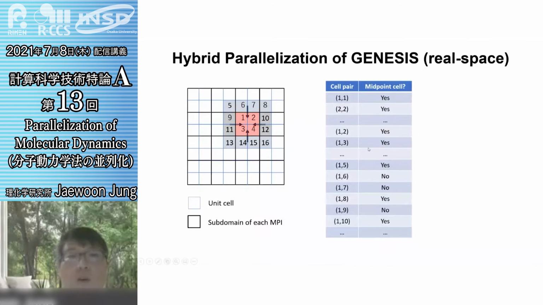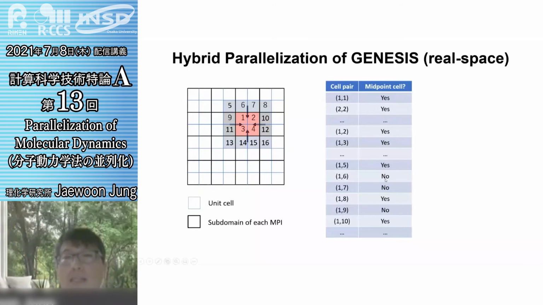But in some cases, 1 to 5, somehow here there's no unique definition of the midpoint cell for this cell pair. So as I explained in the previous slide, I decided considering the load balance. And here somehow we decided this as our midpoint cell. So we calculate here. But in some cases, 1 to 6, we found that it is not calculated in this subdomain, but maybe calculated in MPI with upper subdomain.